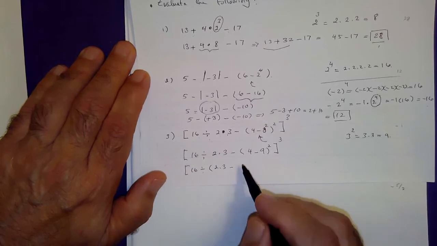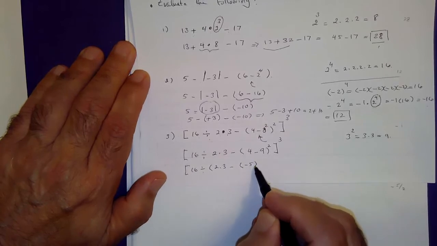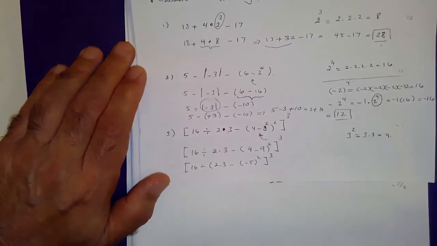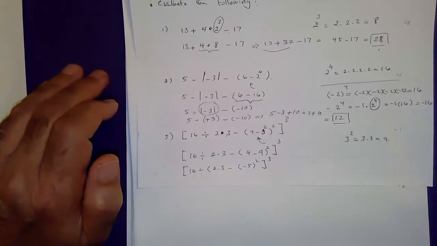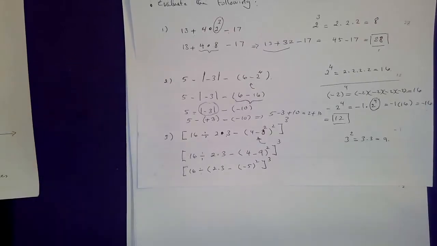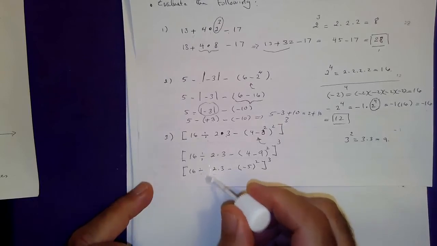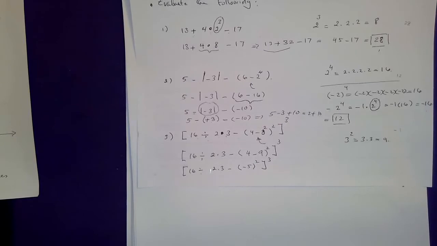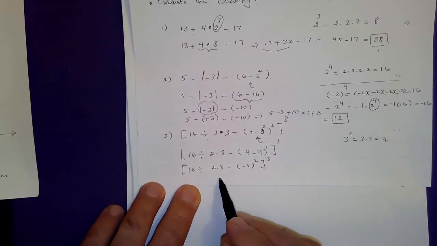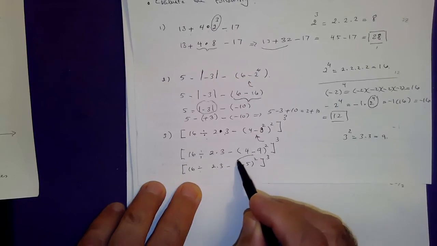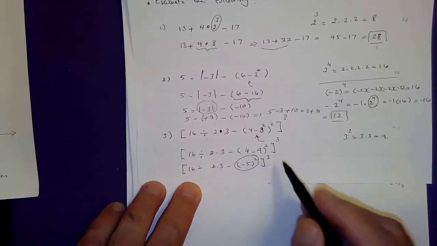So that would be, say, what is it? -5 squared cubed. I don't need this parentheses. Sorry about that. Let me just erase it. So we're good to go. All right, now as I go from left to right, I see exponent. I got to take care of that guy first.